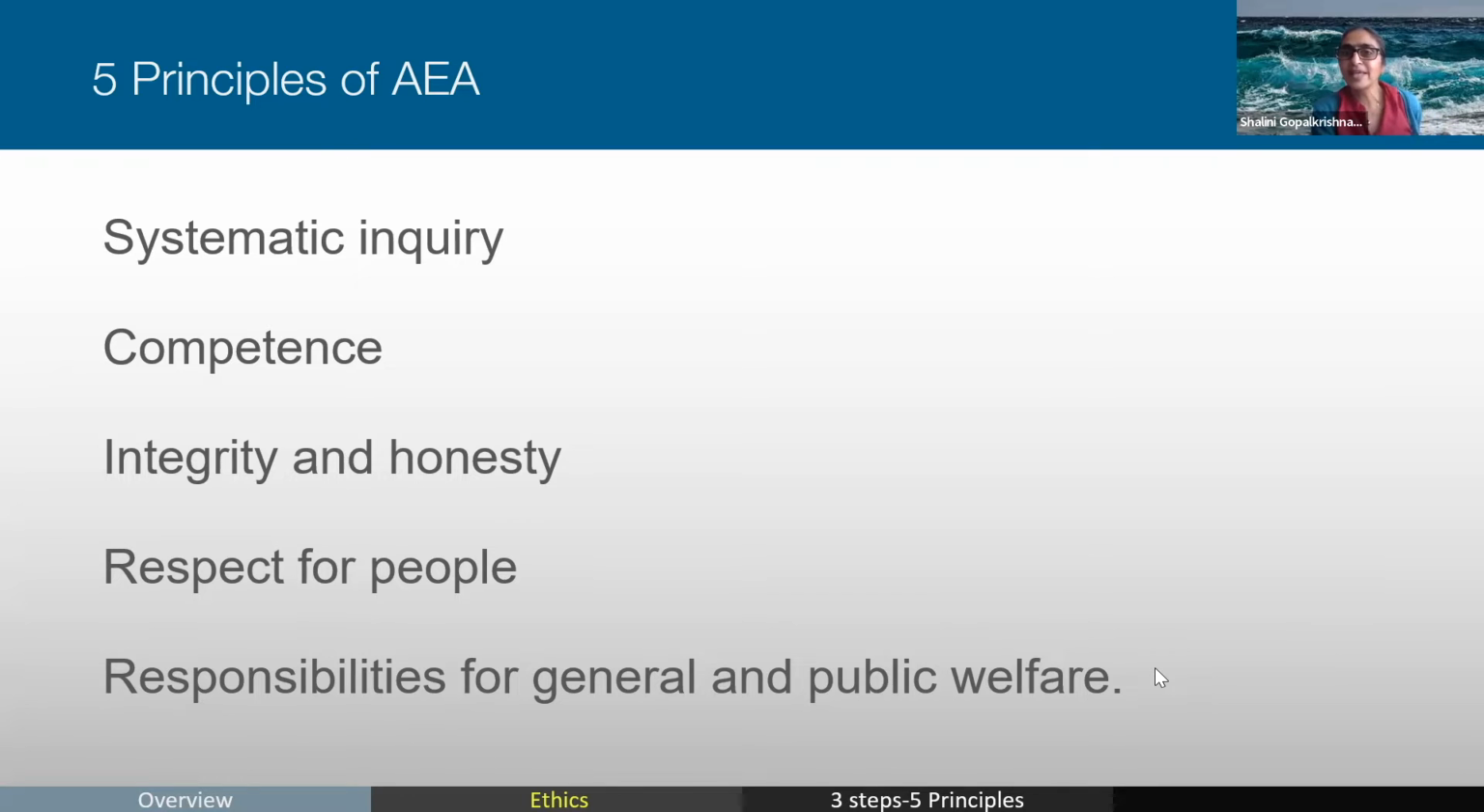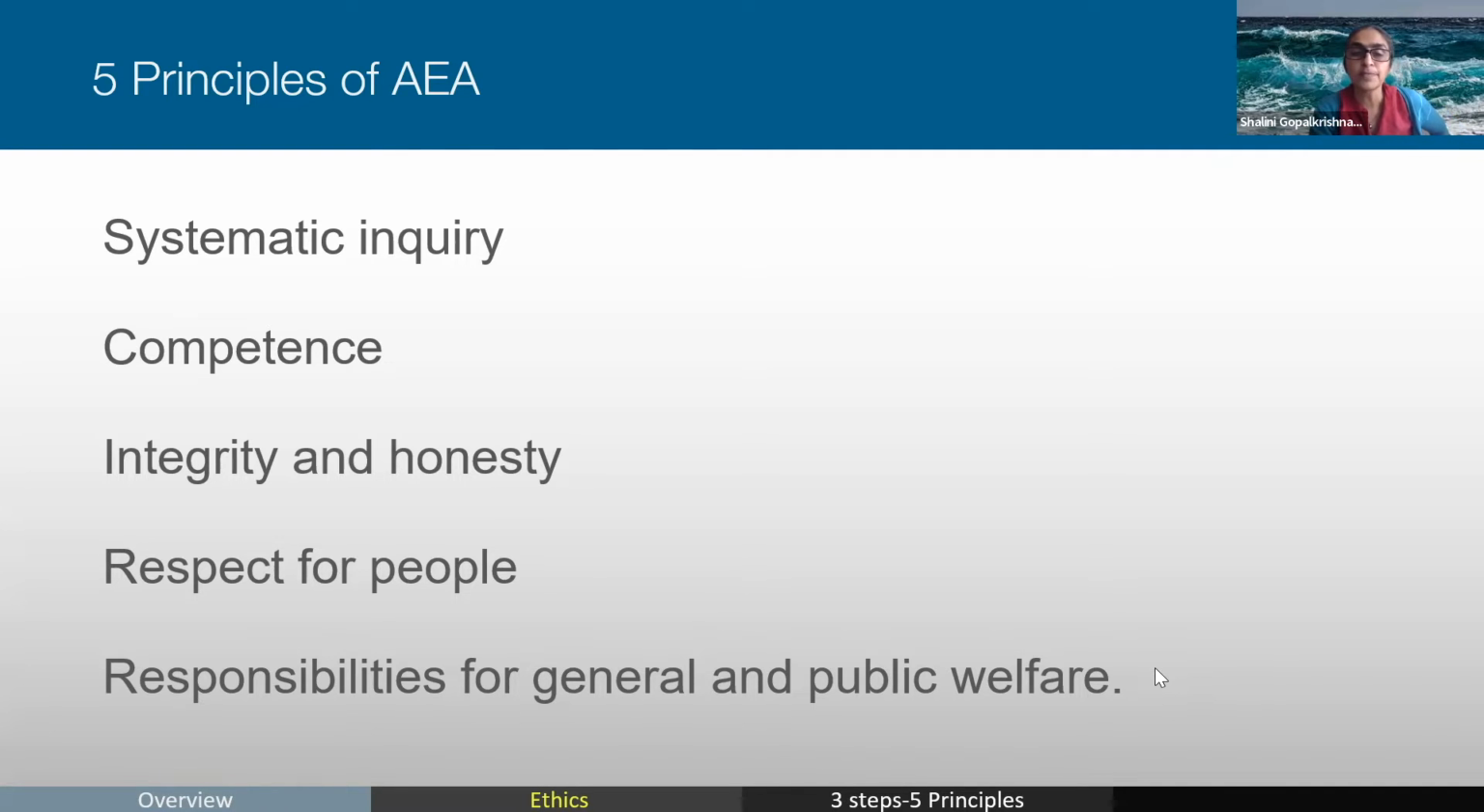Competence. They expect that whoever is doing this is competent. Okay? You've done a course, you've got some experience, you work with somebody else who's done this, and you're competent. They expect integrity and honesty, right? Respect for people, and looking after the public welfare. So now we'll go into each of these in great detail.